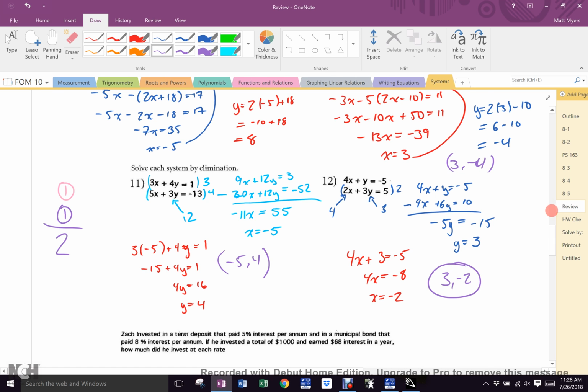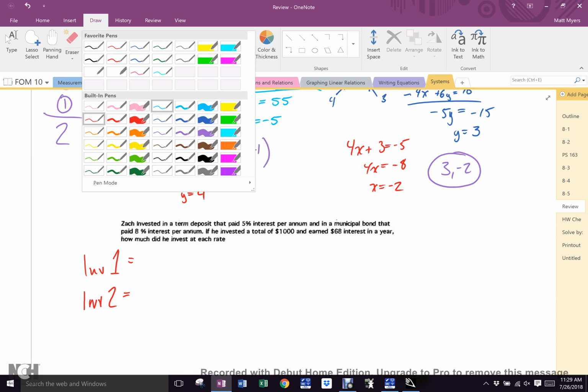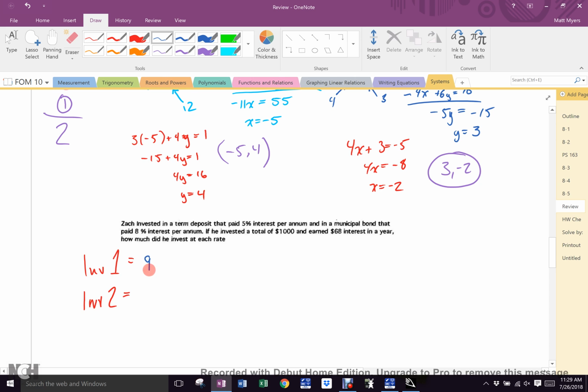Good. Next question. Hey, this looks awfully familiar. Almost exactly like the question in your notes. Step 1. There's investment 1. There's investment 2. I do not know what they are, so I'm going to give them letters. I'm going to give them Q and P. Why? Just 'cause. 'Cause it doesn't matter. What do I know about Q and P?